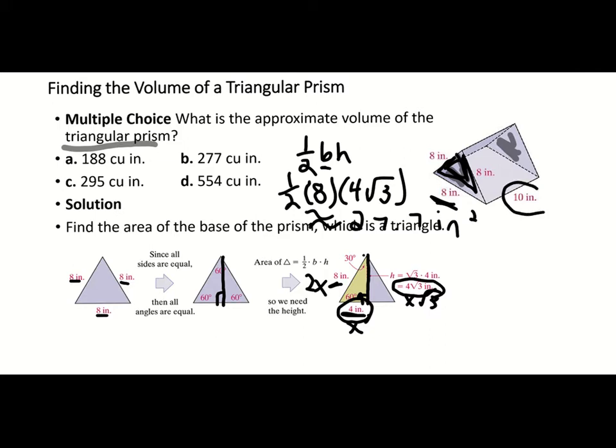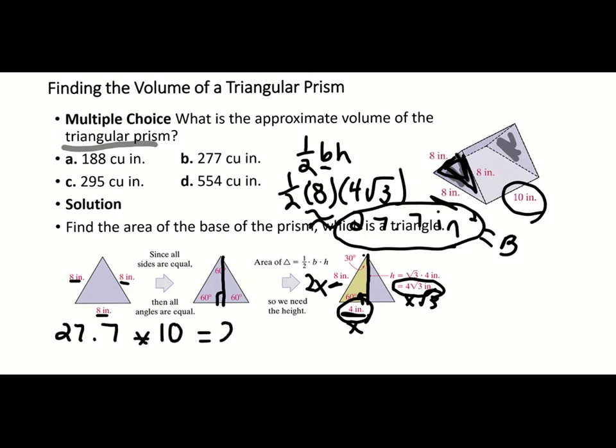Then our height is 10 inches, so I'm going to take this. That's my base of the triangular prism, times my height. So when I do 27.7 times 10, I'm going to end up with 277 inches cubed. So the approximate volume, because I did round a little bit here, is 277 cubic inches.